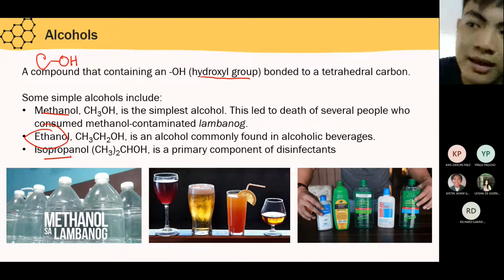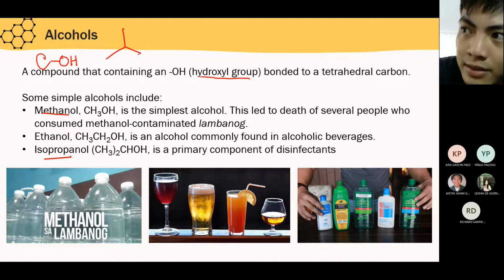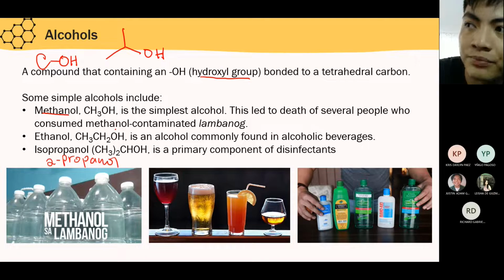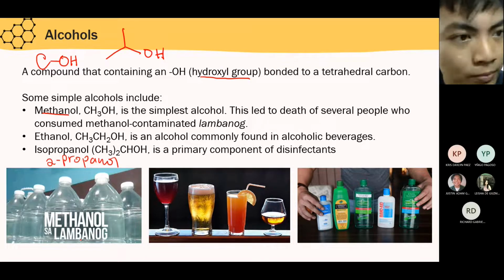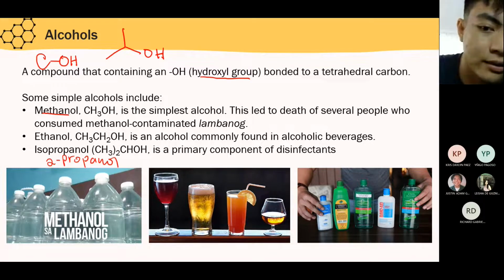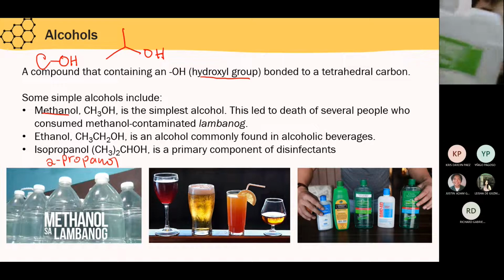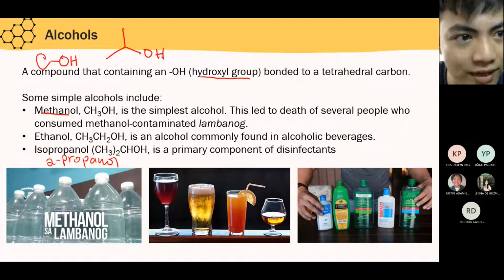Okay? And the next alcohol that we are very familiar with is the isopropanol. Okay? So, isopropanol, it looks like this. Another name of isopropanol is 2-propanol. Okay? So, that's 2-propanol, isopropanol, or isopropyl alcohol. Saan ginagamit yan? Sa alcohol natin. Kaka-replenish ko lang. So, mapapansin nyo, isopropyl alcohol. Is it safe to drink this? No. Okay. Although, pwede naman, pero hindi siya advised.